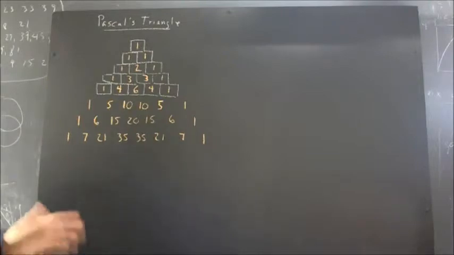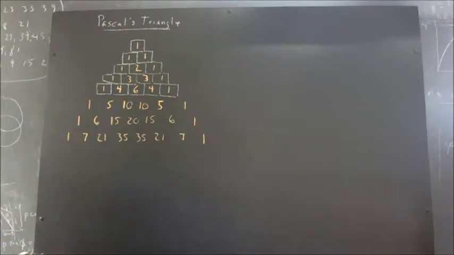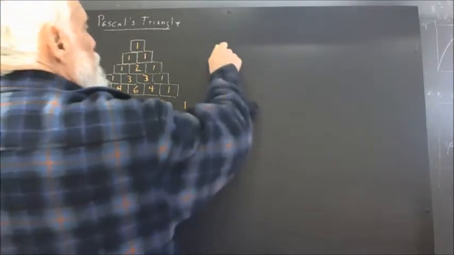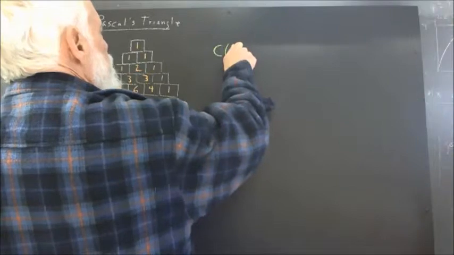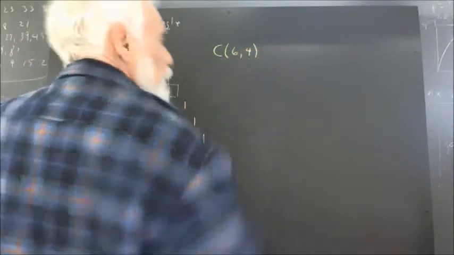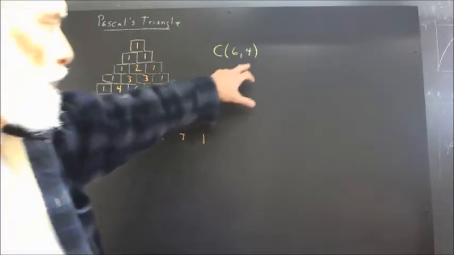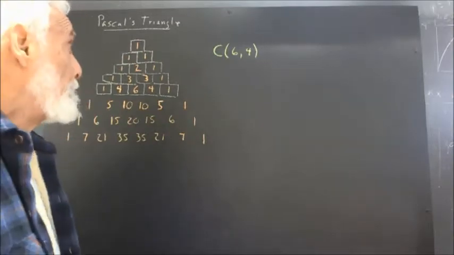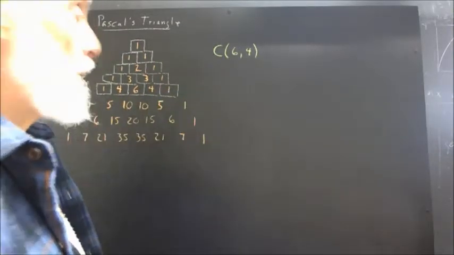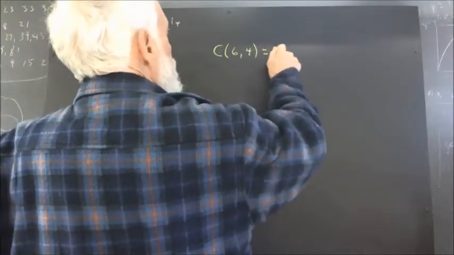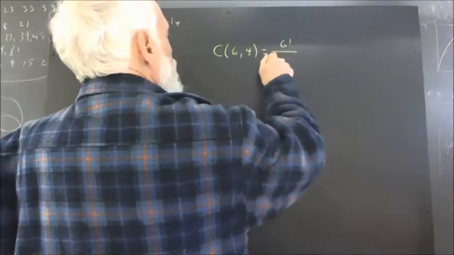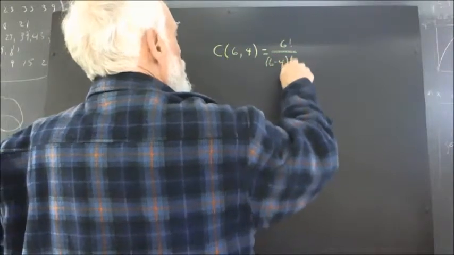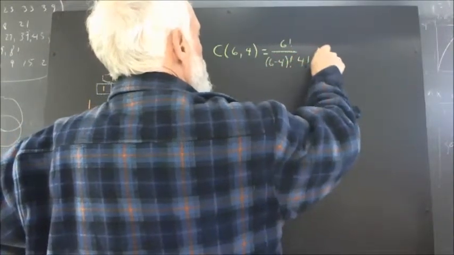Okay, not going to prove that it always happens, but let's just take the number, let's say C of 6, 4. Number of combinations of 4 things chosen from 6 without replacement. Order doesn't matter. So C of 6, 4, as we should know by now, is 6 factorial divided by 6 minus 4 factorial times 4 factorial.